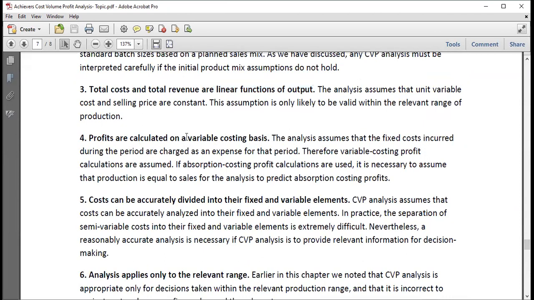And then the other assumption is that profits are calculated on a variable costing basis. This is where the fixed costs incurred during the period are considered as an expense for the period, just like the way you calculate cost of sales and then go to expenses. So with CVP, we assume that fixed costs are charged as expenses, and that's why we have the aspect of contribution here. Then costs can be divided between fixed and variable elements. Like you've already seen, total cost is fixed cost plus variable cost. So it assumes that you can actually divide them. Definitely, as you proceed with this paper, you'll realize that some costs are semi-variable, meaning they are both fixed as well as variable.